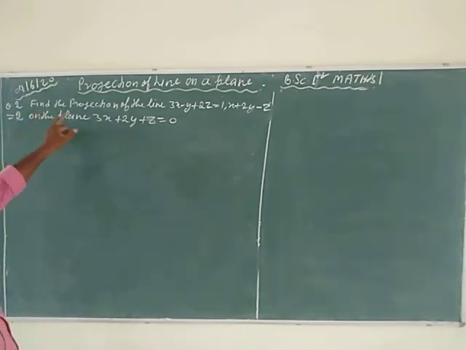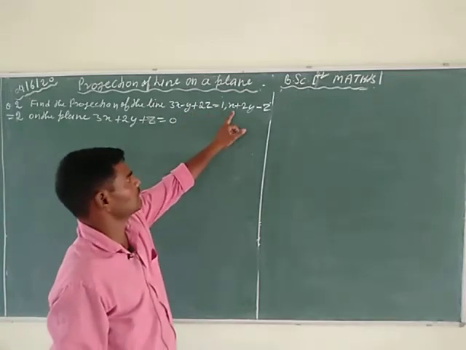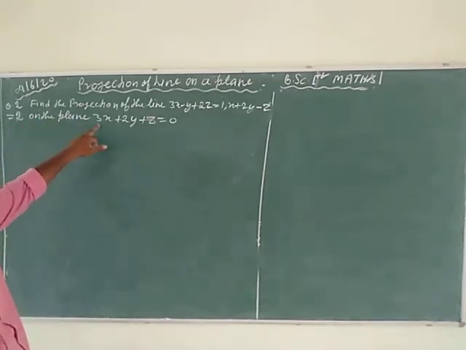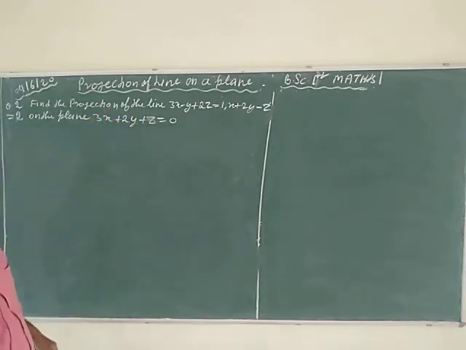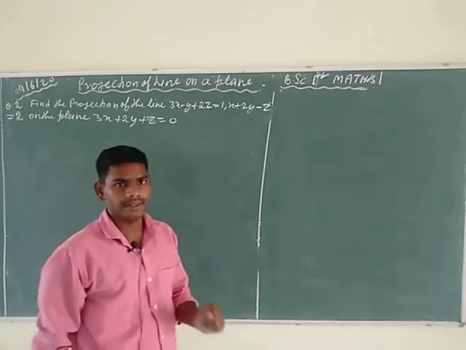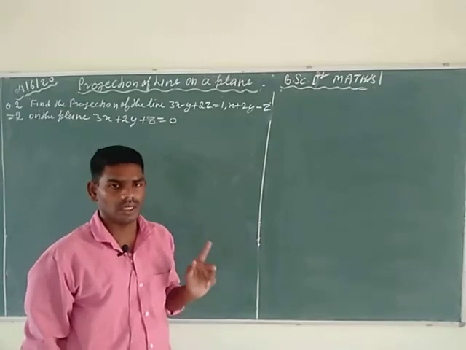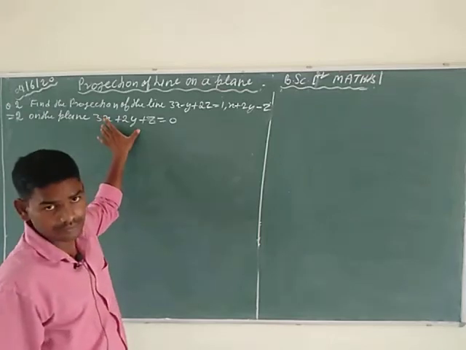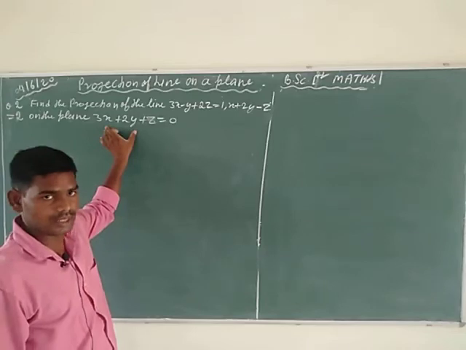In the question, find the projection of the line 3x minus y plus 2z is equal to 1, x plus 2y minus z is equal to 2 on the plane 3x plus 2y plus z is equal to 0. Here the question is to find the projection line. So according to the definition, the projection line is the intersection of two planes, of which the first is the given plane. So the first point of the definition is complete.